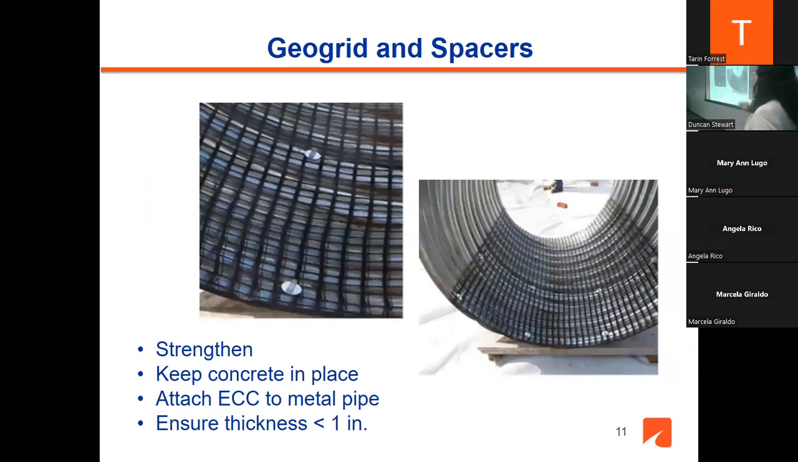And the geogrid and spacers at the invert can help to strengthen the structure and also keep concrete in place, and attach ECC to the metal pipe, and those spacers can ensure us to have a thickness of 1 inch of concrete.